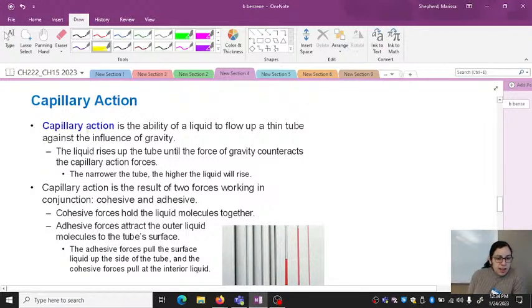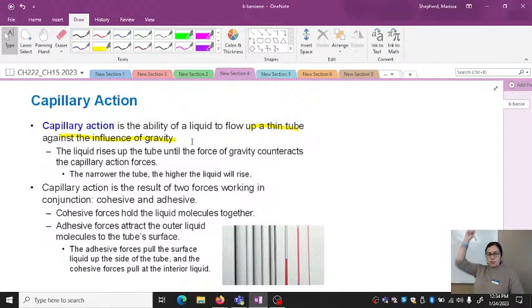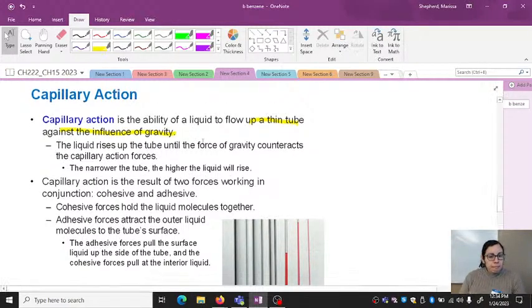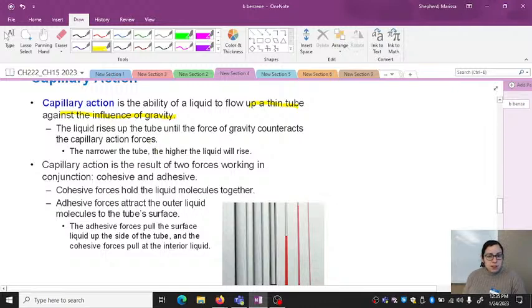But all capillary action is the ability of a liquid to flow up a thin tube. And I'm sure you've seen this phenomenon all the time. You can see it when you were a kid with straws, dipping them in and how some of the liquid sticks in. You saw it with your TLCs. You dip your TLC in and the liquid flew up there. And so the liquid rises up the tube until the force of gravity counteracts the capillary action. So the narrower the tube, the higher the liquid will rise.